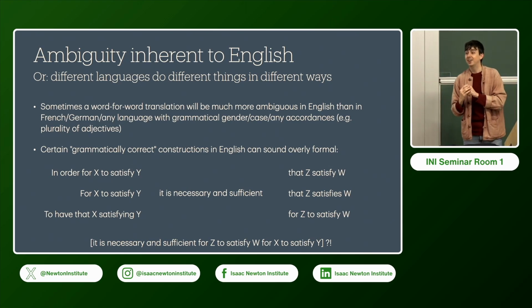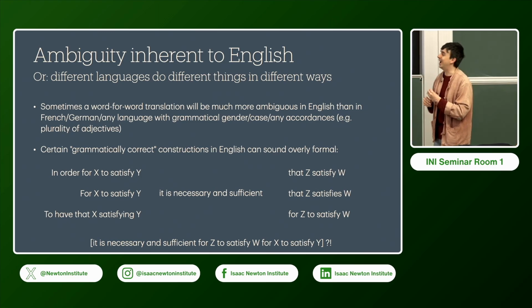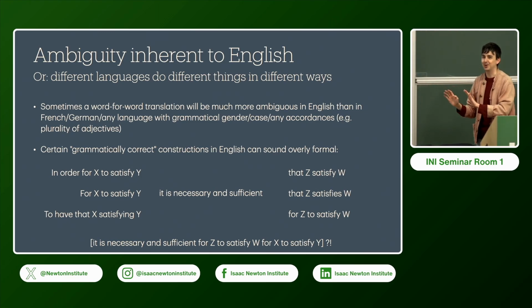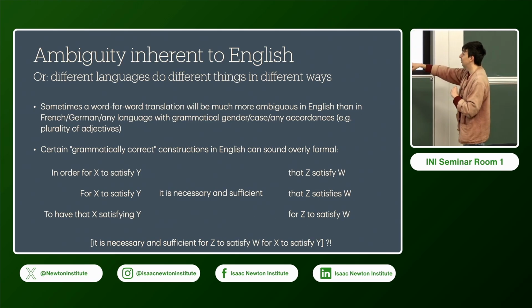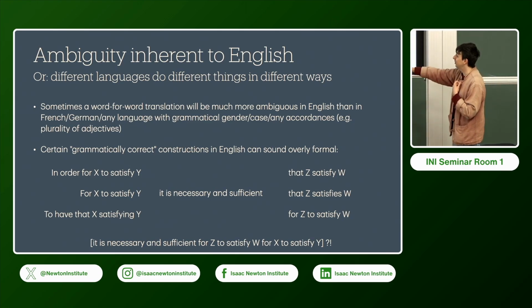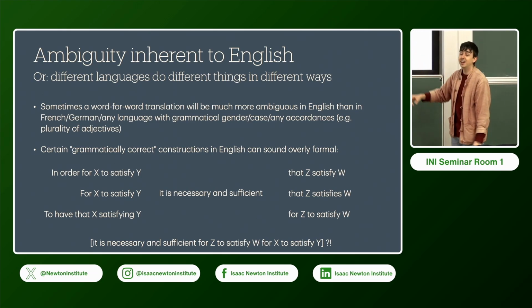Yes? You confront difficulty by considering a comma at the first Y, for instance. Oh, yeah, I would definitely have a comma here. But I didn't want to get into the comma debate as well. That's a whole extra thing on top of this. And to me, the worst one which I saw somebody use was, "it is necessary and sufficient for Z to satisfy W for X to satisfy Y."